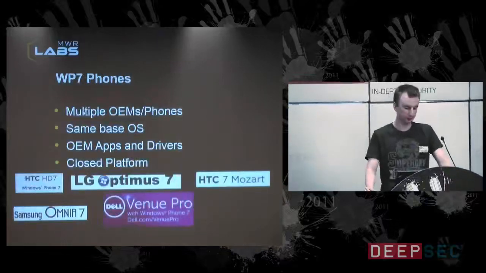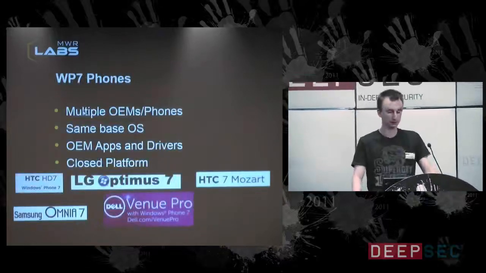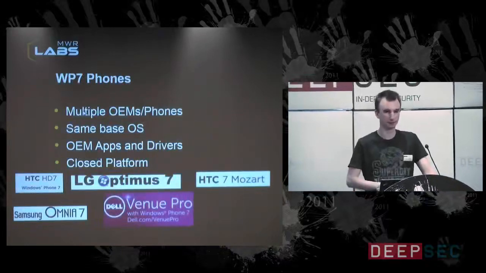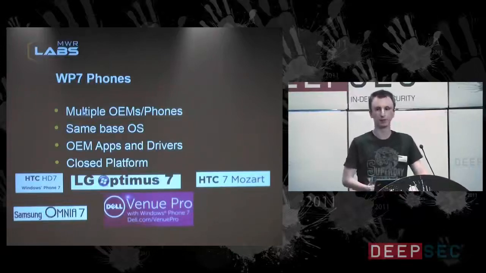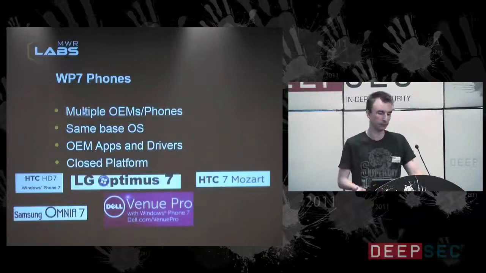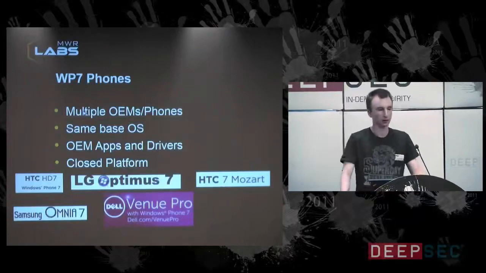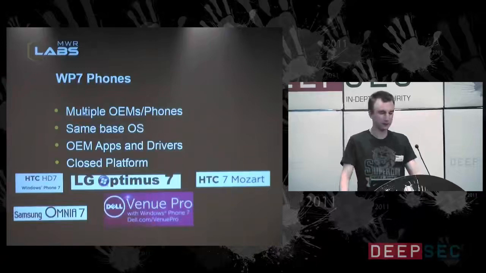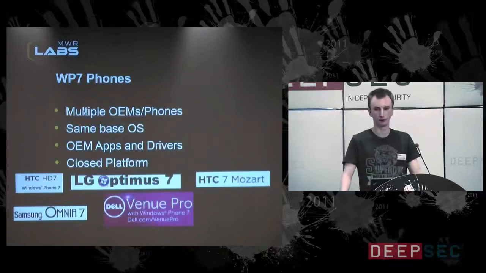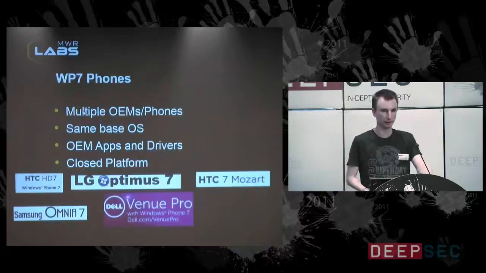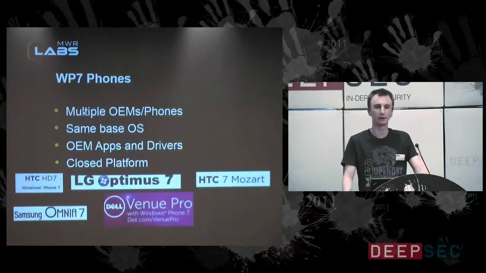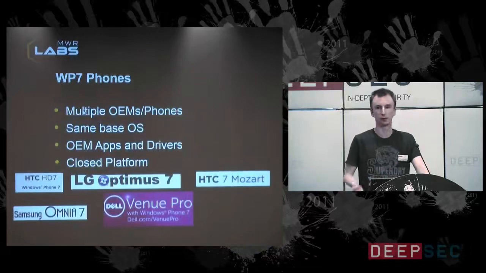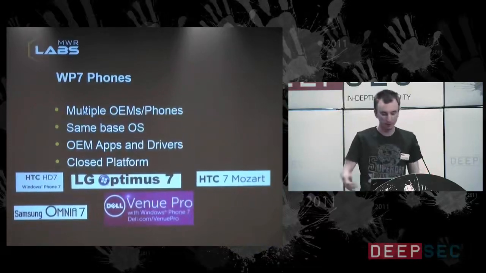So Windows Phone 7 phones, currently there's multiple different OEMs. It's the same base operating system, but there's different handset manufacturers out there, the original equipment manufacturers. With that, it's the same base operating system by Microsoft across all of the OEM phones. However, the OEMs are allowed to make customizations to the base OS. They're allowed to write their own applications, device drivers, and so on to actually support the platform.